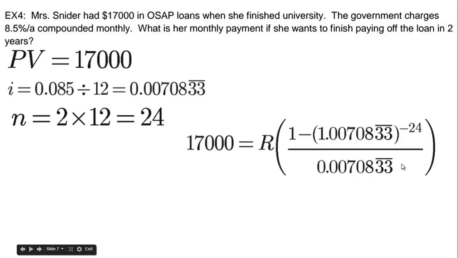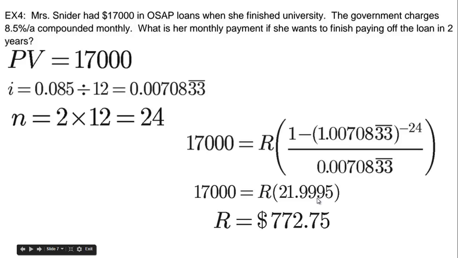Now we make sure we carefully calculate this part. It's easier if you do that than try to figure out how to get R. So the easiest way to do this is carefully calculate this part. We get roughly 22. And if we divide 17,000 by 22, we get $772.75. So that would be our monthly payment every month to actually pay off the loan in 2 years. It's a really aggressive way to pay off the loan. But if she can afford it, then it's a great idea. Okay.